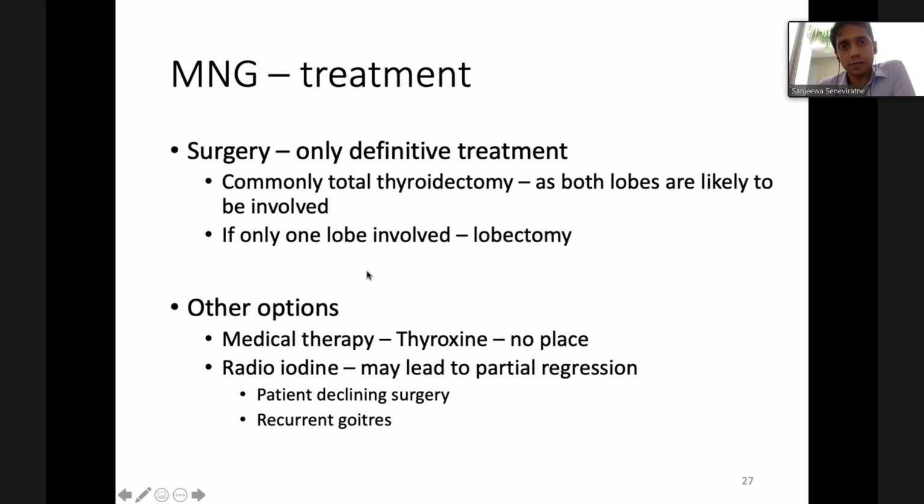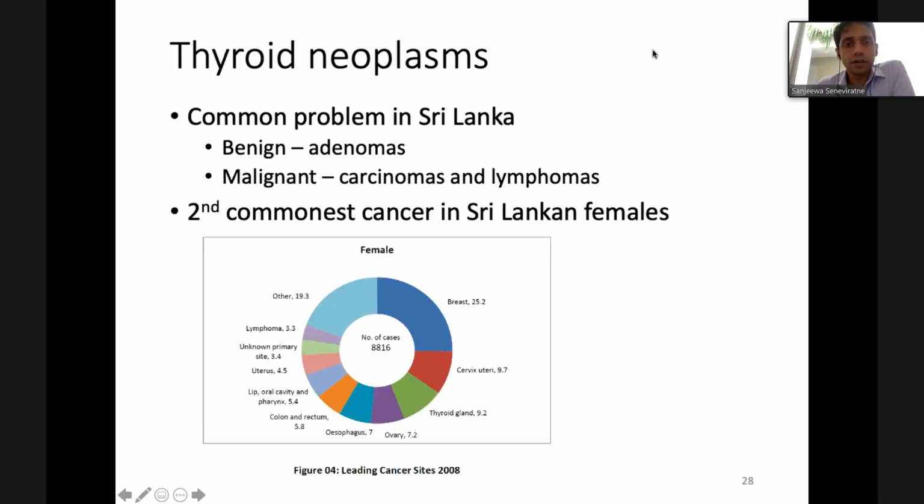Before we move into the last topic or last couple of topics. Right, okay, we'll move into the next topic, that is thyroid neoplasms. It's a very common problem in Sri Lanka, thyroid malignancies.